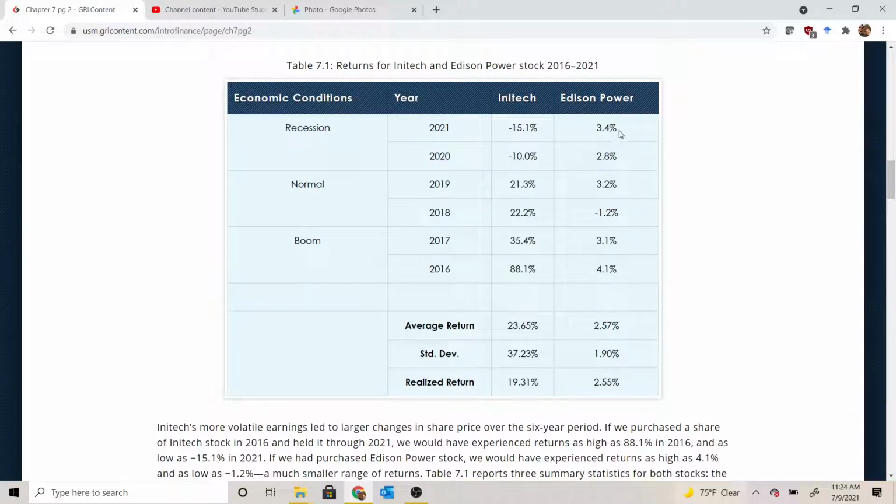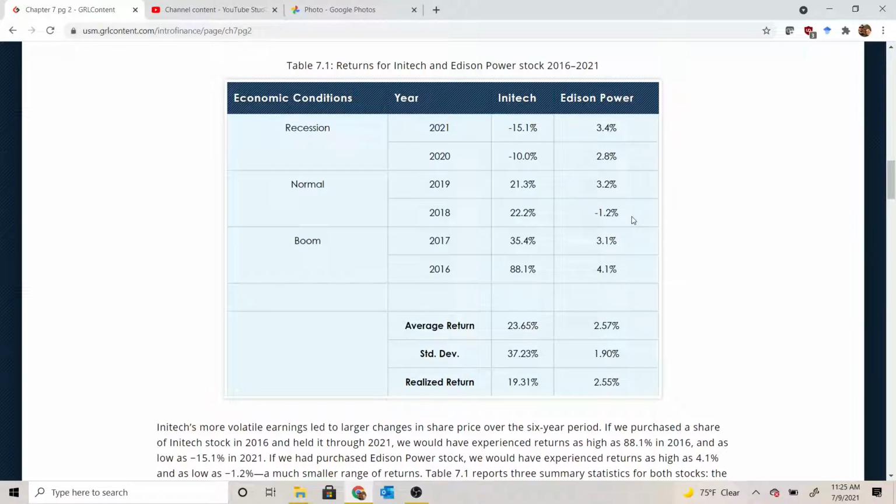So we can see there's not a lot of movement in Edison Power. In fact, the highest return in any year is 4.1%, a positive 4.1%, which was in the boom time of 2016. And the lowest return we see out of this 6-year period is a minus 1.2% return.